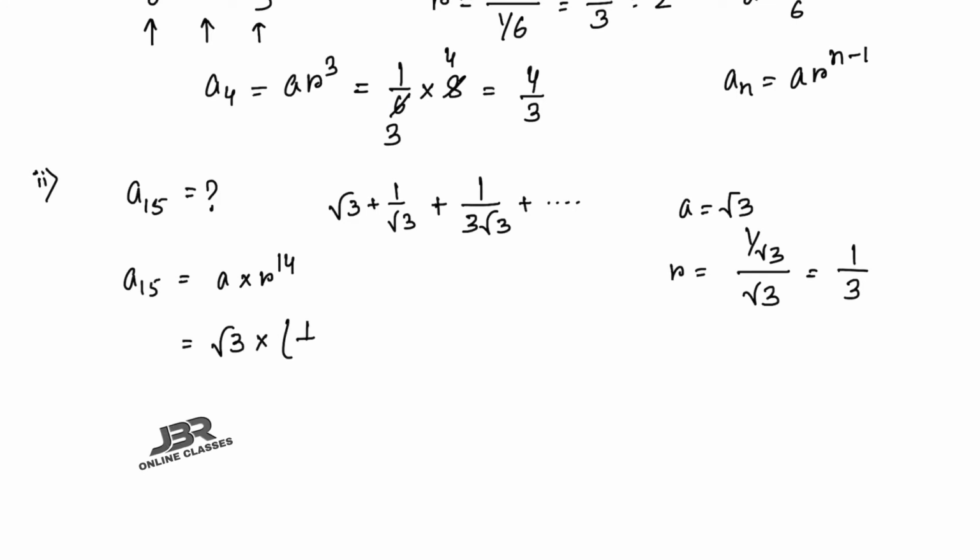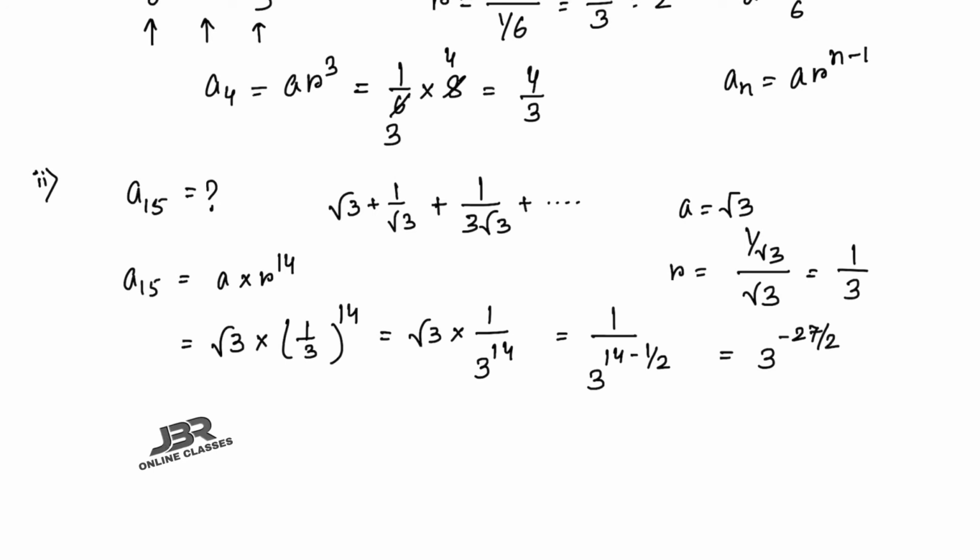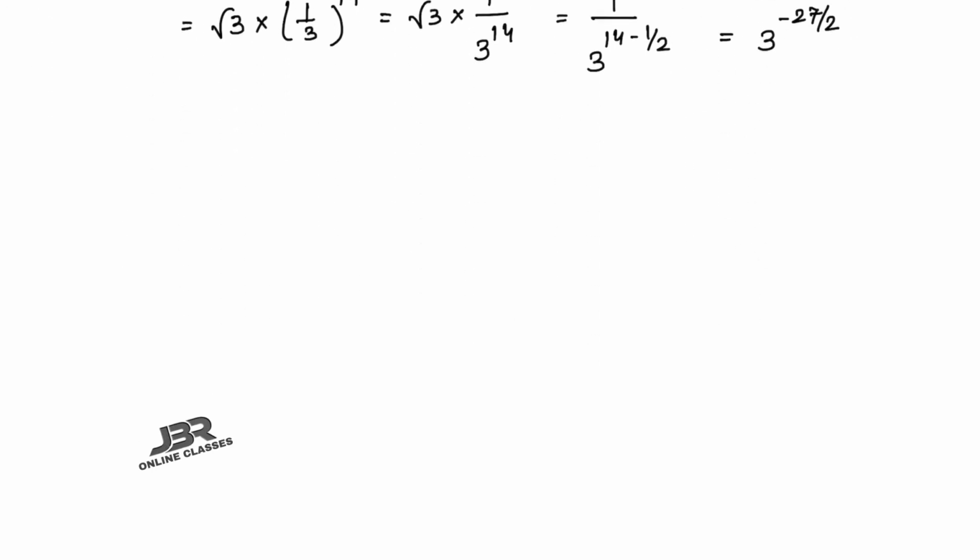r equal to 1 by 3, and then 14. So that means root 3 into 1 by 3 to the power 14. You can write this as 1 by 3 to the power 14 minus half, because root 3 means you can write it as 3 to the power half. So your answer is 3 to the power minus 27 by 2. That is your answer. Now next, the third one.